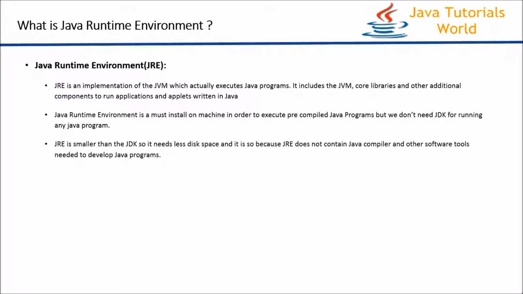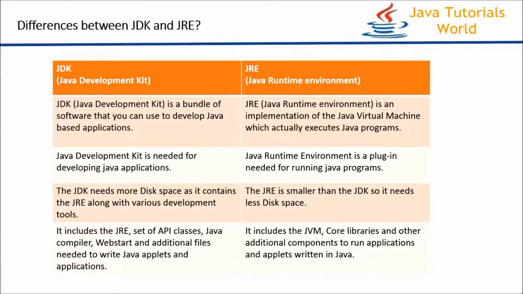JRE is smaller than JDK because it doesn't have software tools that are needed to develop Java programs. JRE just has the environment to run Java programs. And we will see the differences between JDK and JRE. JDK is a bundle of software that can be used to develop Java-based applications, whereas JRE is an implementation of the Java Virtual Machine which actually executes Java programs.